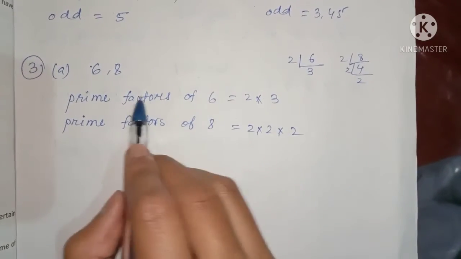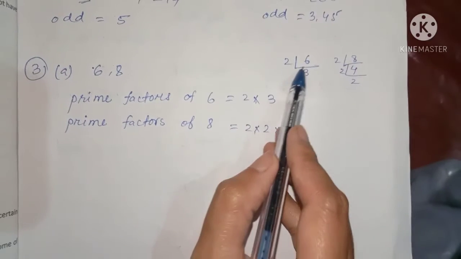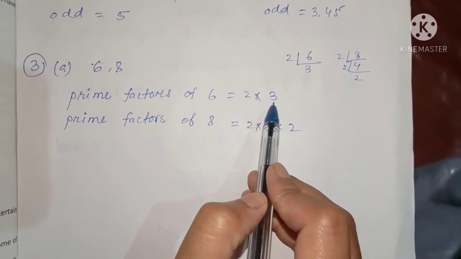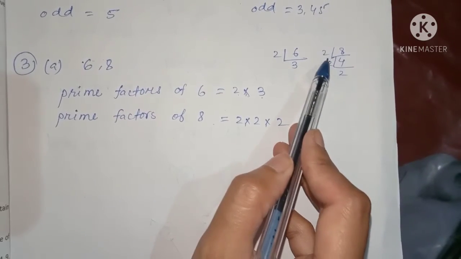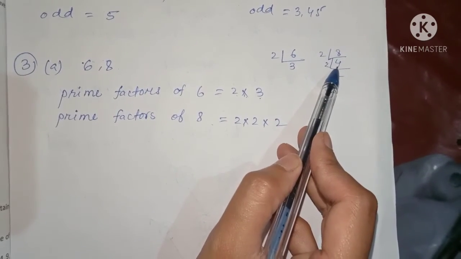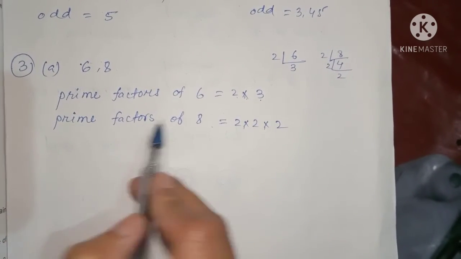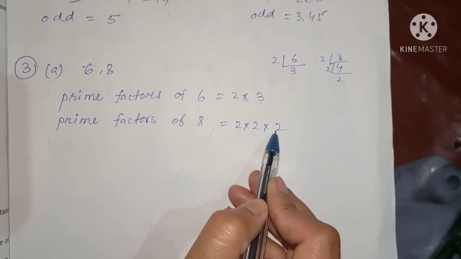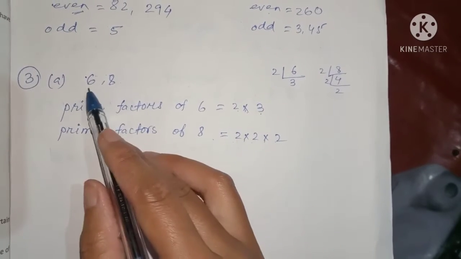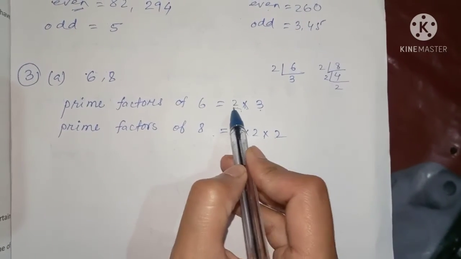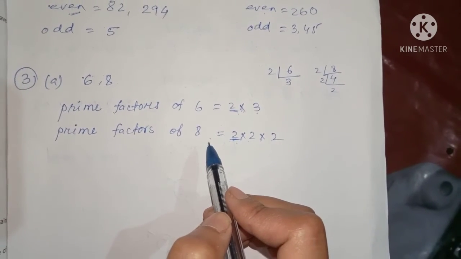Okay, so in question number 3a, let's start. Question number A, 6 and 8. So we have to find the prime factors of 6. All of you know the prime factors of 6 are 2 into 3. Then the prime factors of 8. We divide like this: 2 fours are 8, again 2 twos are 4. Then we have got the prime factors as 2 into 2 into 2. Okay, so we have to find the common factors of 6 and 8. Here 2 is common in both the numbers, so this is not a twin prime.